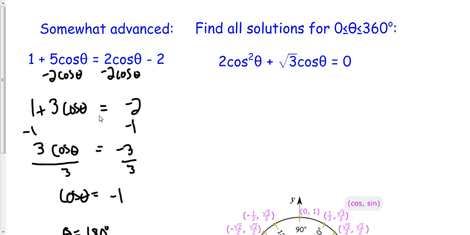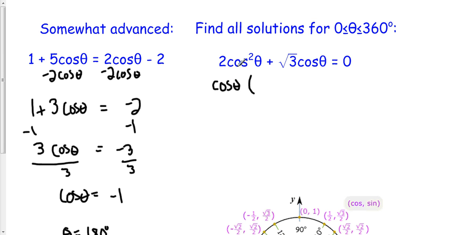Okay, and I can assure you the next one does have a touch of advancedness to it. There is one main difference between this one and the first advanced problem. So we have 2 cosine squared plus root 3 cosine equals 0. Well, I know right away I see a factoring problem. When I see an x squared or a cosine squared, I'm going to factor this left side. So I don't have to set up the parentheses and factor that way because there's only two terms. So right now I'm going to factor out a GCF. And the greatest common factor is cosine theta.